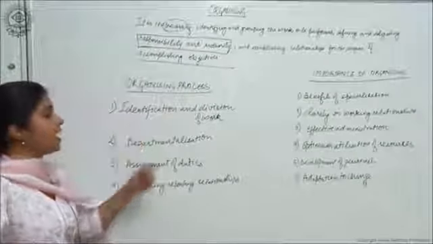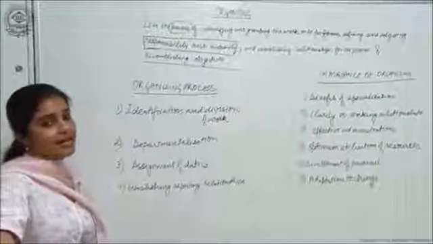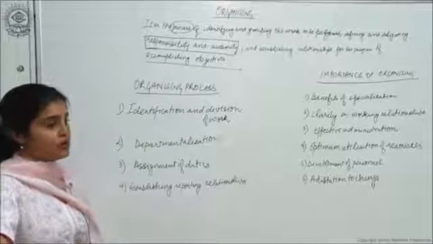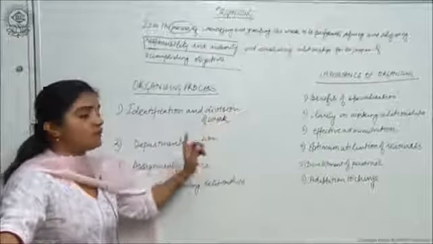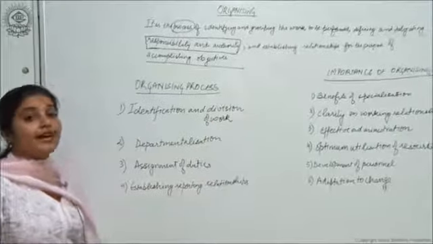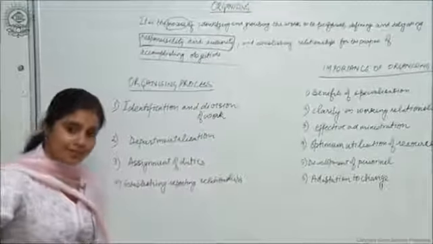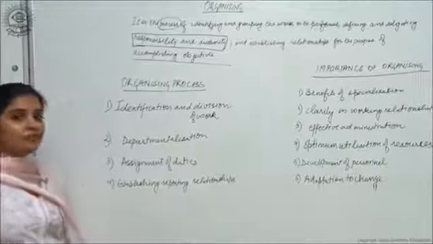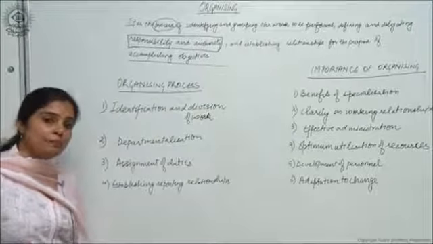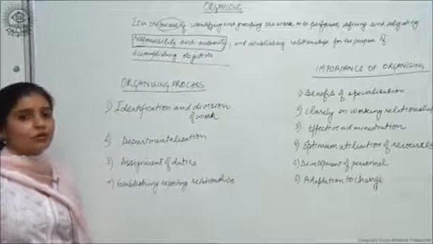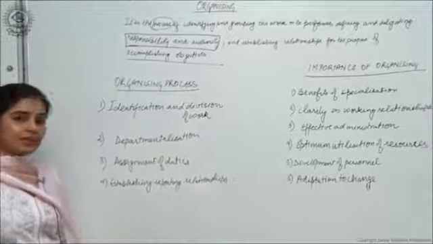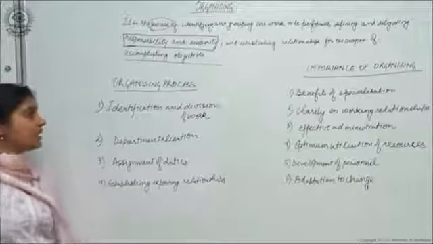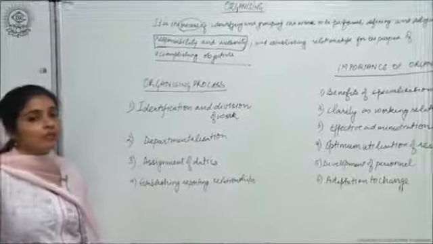Number 1 being identification and division of work. You first have to identify. आपके पास main plans हैं आपके. You have to identify that in order to accomplish those plans, what are the different type of activities? What are the different activities that are required to be performed?